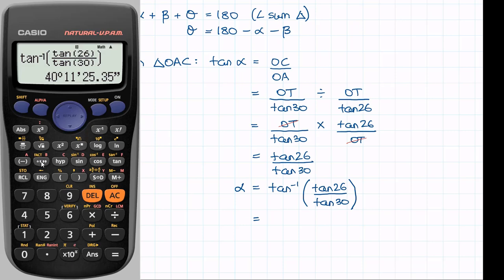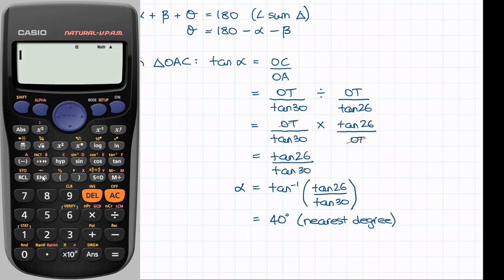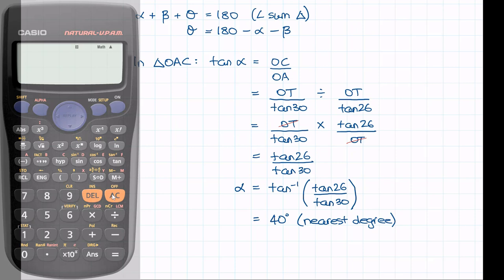Now, given all the angles in this question were noted just to the nearest degree, I'm just going to write here that alpha is 40 degrees to the nearest degree, just to keep it simple in terms of how I write my working out. But so I don't lose any accuracy, I'm going to store this result so that if I need to refer to it later, I can. So I've stored it in letter A here. If I need to recall that exact answer, I can just do recall A. So that's going to come in handy later. So there we have alpha.